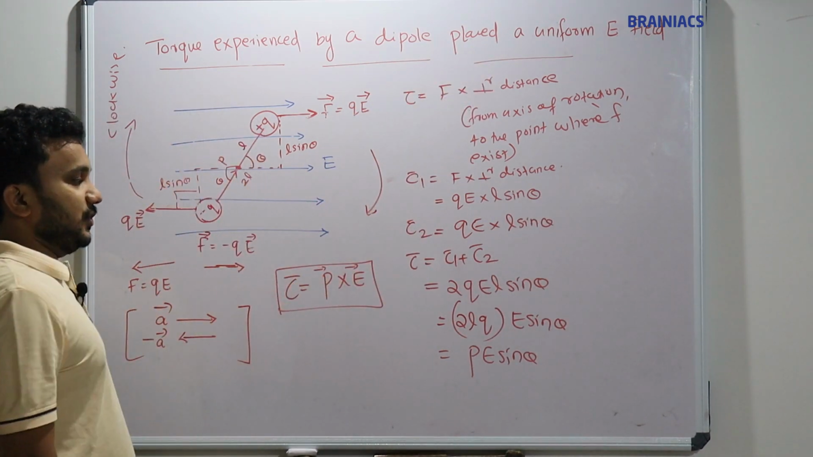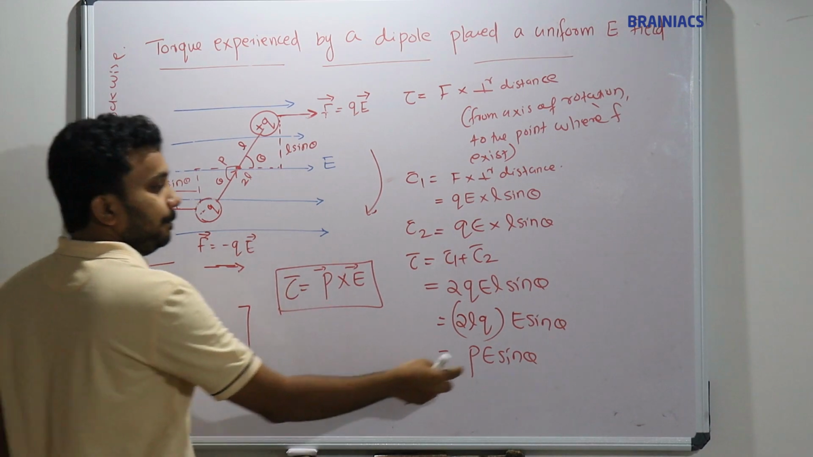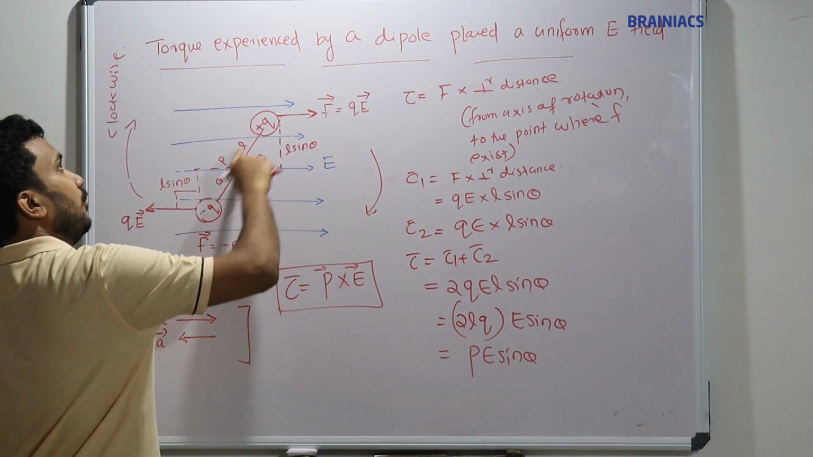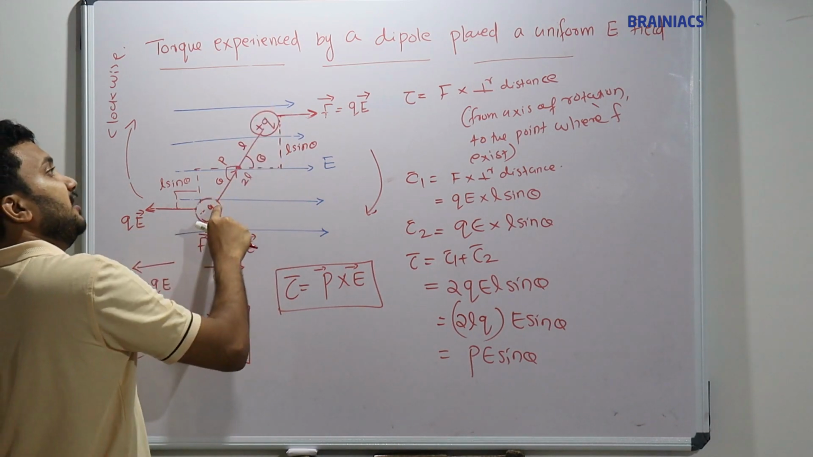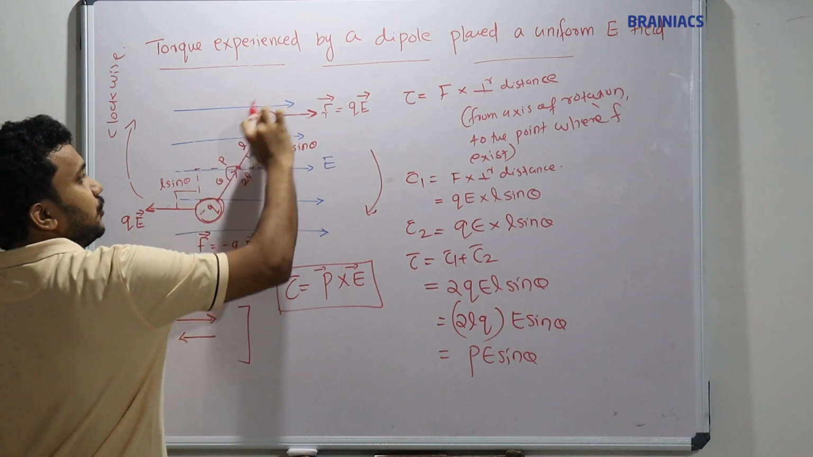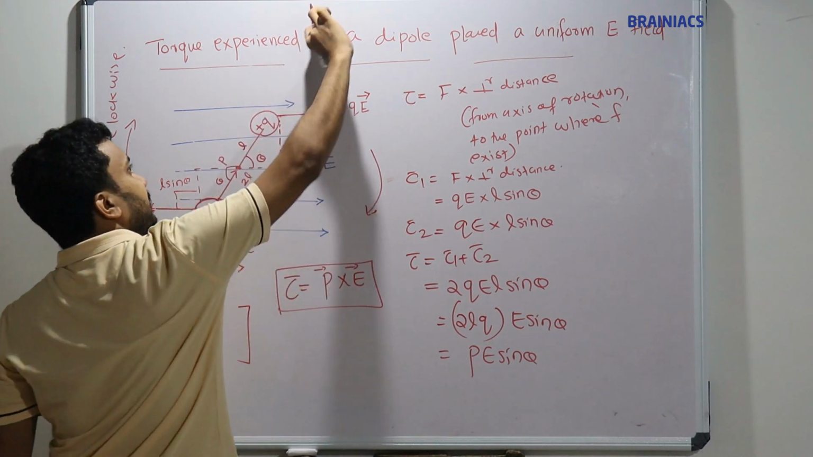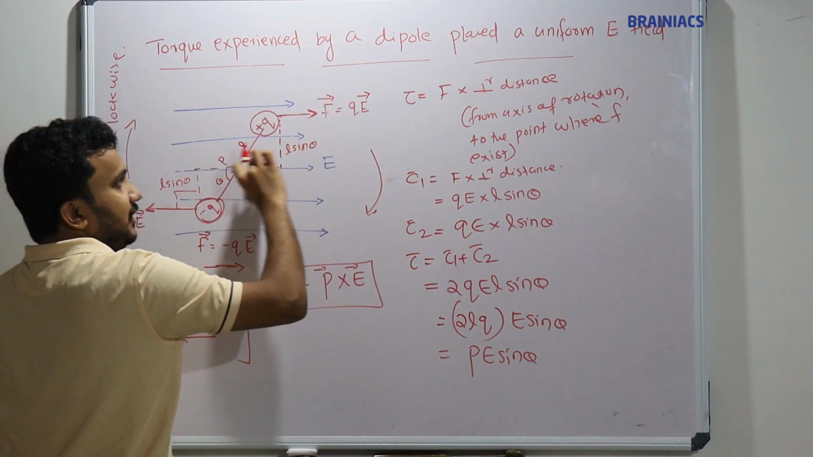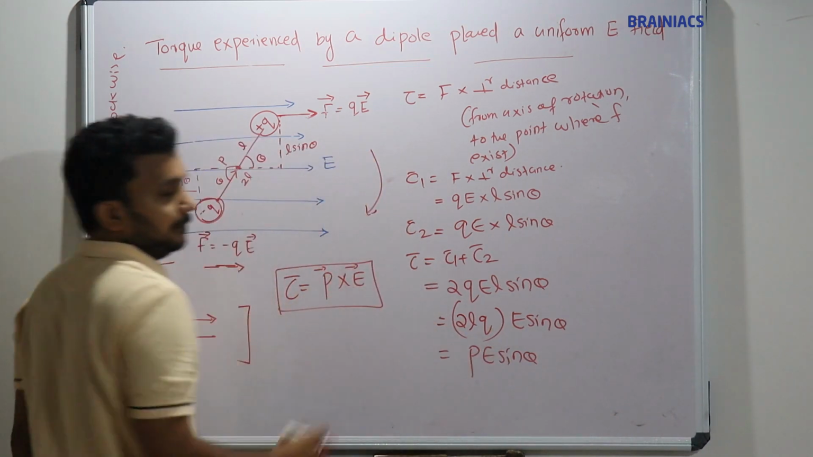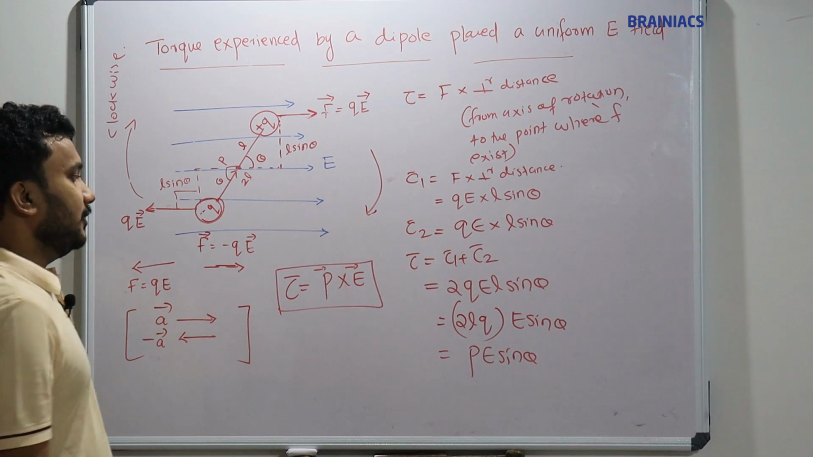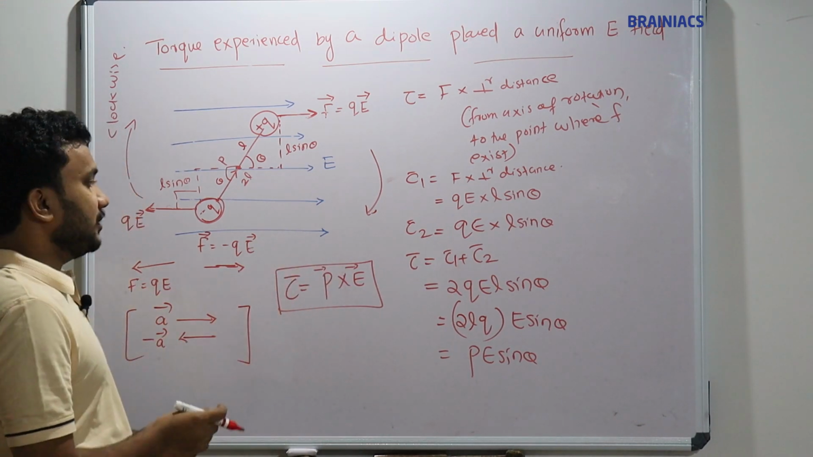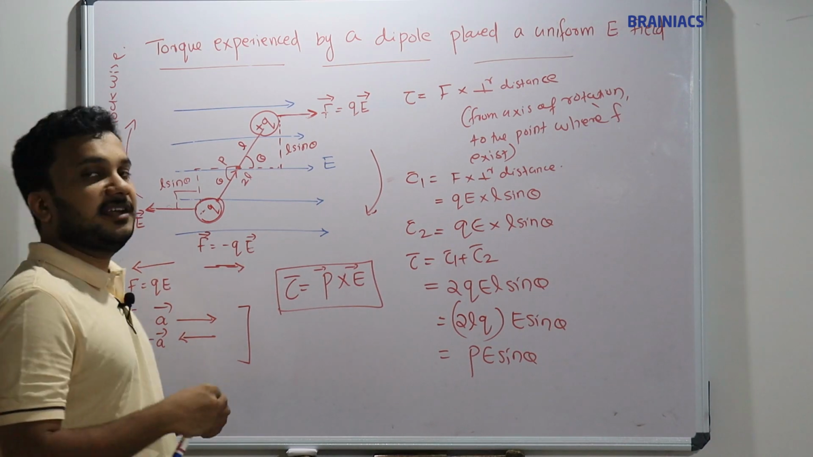Torque equal to P cross E, or we can say PE sin theta. Theta is the angle between what? Dipole moment. Dipole moment acts from minus Q to plus Q. So this is the direction of P and this is the direction of the electric field, and the angle between P and E is called theta. So torque equal to P cross E, which is also PE sin theta.